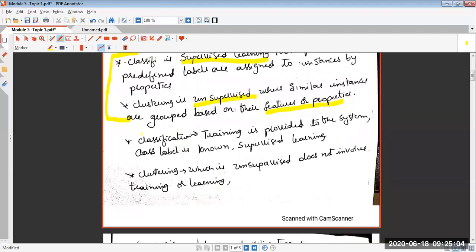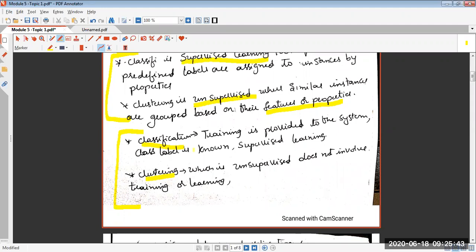One more difference you can see between classification and clustering. In classification, training is provided. We were giving the training. If you remember, the very first classification algorithm we started with was the decision tree, and we constructed the decision tree using the existing observations or historical data. We used that decision tree to decide on the class for the new records. In similar lines, we used a rule-based classifier.